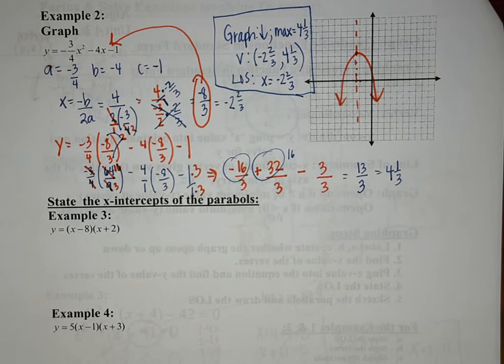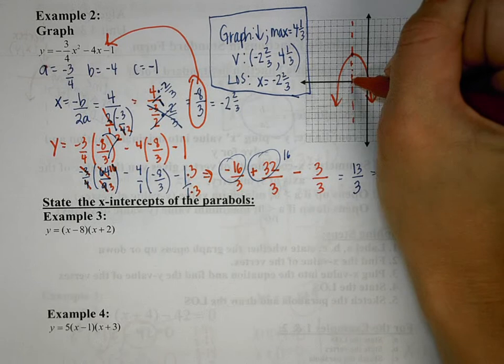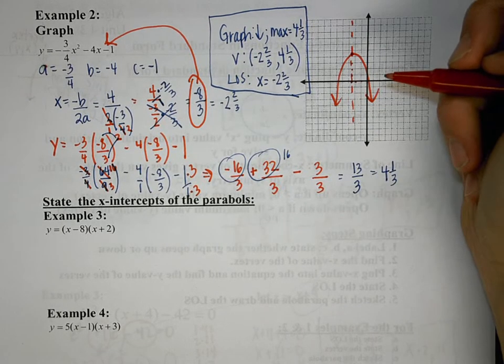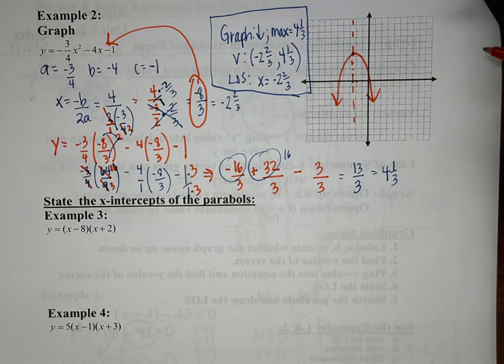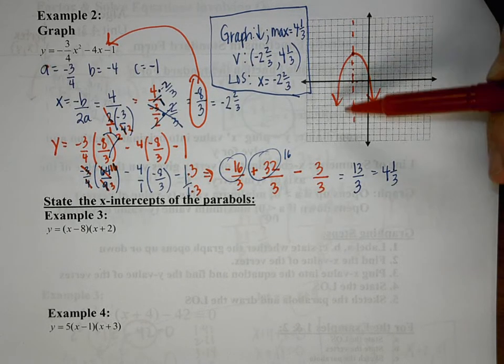Okay? Wait, which one? That was a negative 2. So you had negative 2 2/3 here, and then up 4 1/3 to make your vertex. And your line of symmetry is through the negative 2 2/3.